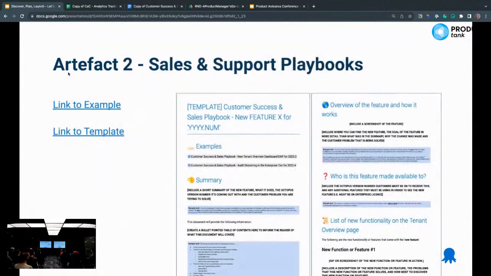Okay. Next one. So the next artifact is a sales and support playbook. Now, for features that have a large visible impact and especially a big customer-facing impact, we usually draft out and share one of these. It's primarily targeted towards our customer success managers and our support engineers. And going back to what I said originally, it helps them understand what the value and benefit of these features are and how to communicate that to customers.